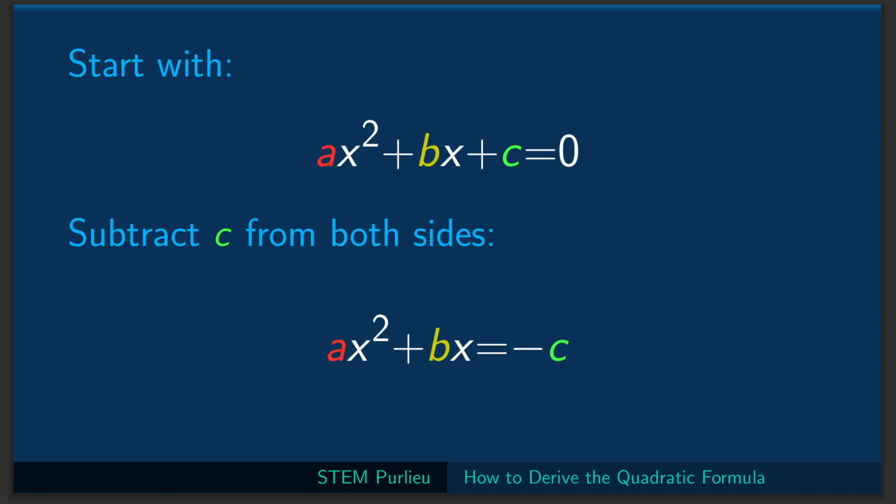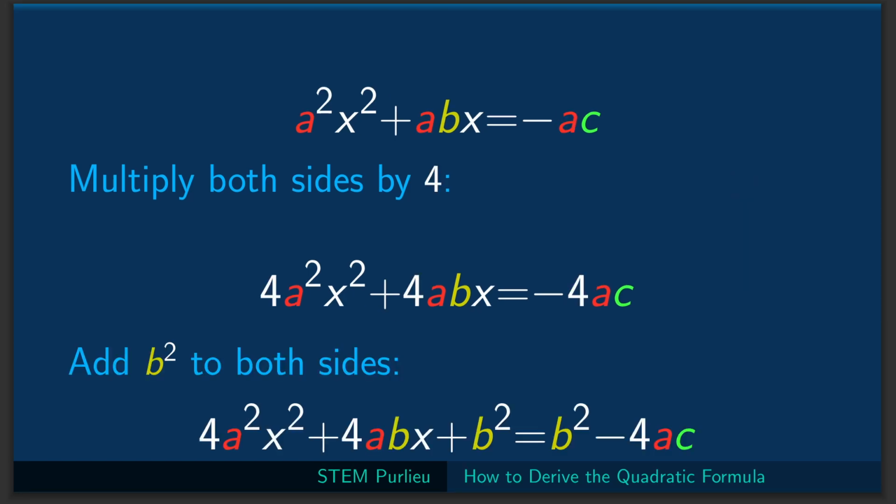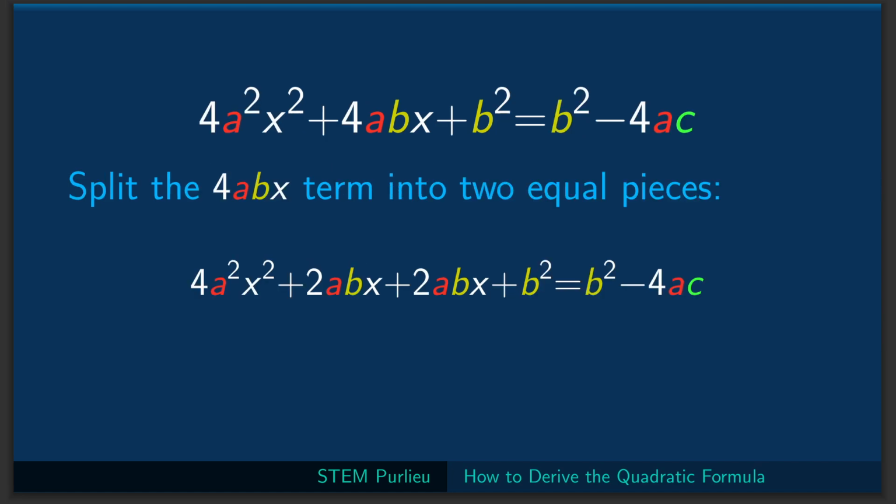So we start with ax squared plus bx plus c equals 0. We subtract c from both sides. We multiply both sides by a, then we get a squared x squared plus abx equals minus ac. We then multiply both sides by 4 and then add b squared to both sides. This gives us 4a squared x squared plus 4abx plus b squared equals b squared minus 4ac.